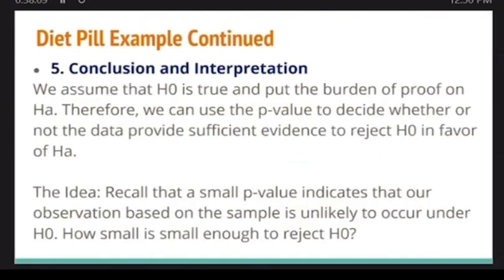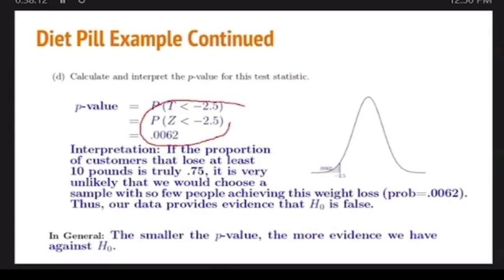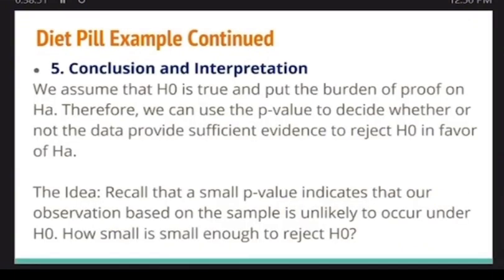And that was why I said, in general, the smaller the p-value, the more evidence we have. Now, the interpretation: if the proportion of customers that lose at least 10 pounds is truly 0.75, it is very unlikely that we would choose a sample with so few people achieving this weight loss. Our data provide evidence that H0 is false, because the p-value is less than the standard level of significance of 0.05. Now we're going to have our conclusion.